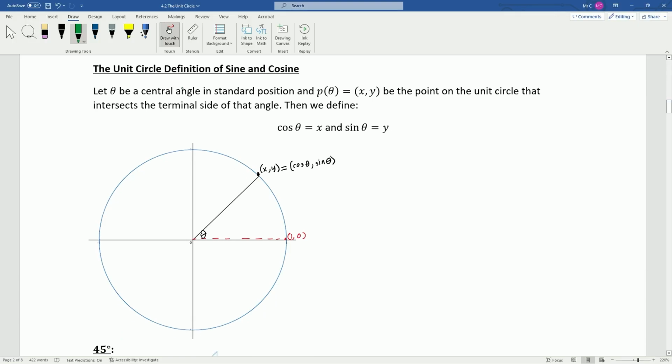So the unit circle definition for sine and cosine: let theta be a central angle in standard position, and P of theta be the point (x, y) on the unit circle that intersects the terminal side of that angle. So in other words, if I draw this angle theta here, and I draw the terminal side of my angle, this point (x, y) is what we define as cosine of theta for x and sine of theta for y.